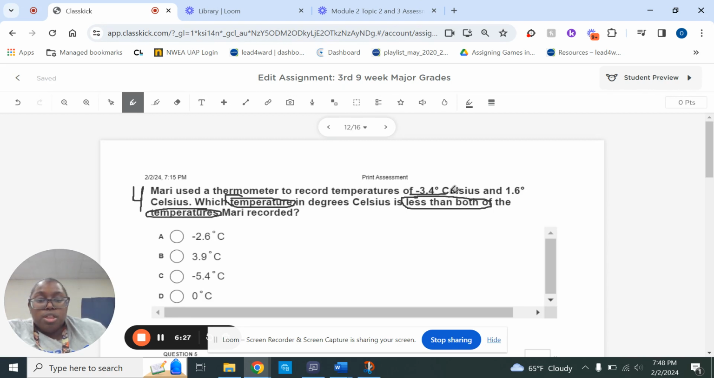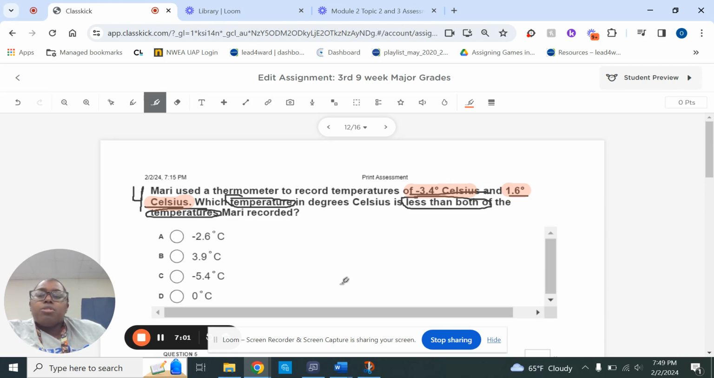What temperatures? These temperatures. Matter of fact, I'm going to highlight them just to make it more noticeable. These temperatures. Okay? So we're looking for a temperature that's less than both of the temperatures. These temperatures. You should know how to determine if something is less than another number because this is nothing but comparing numbers. And we've talked about how negatives work.